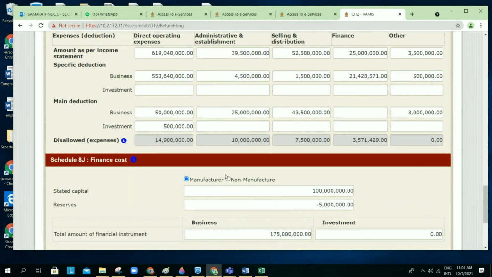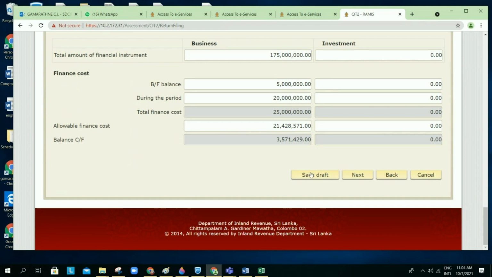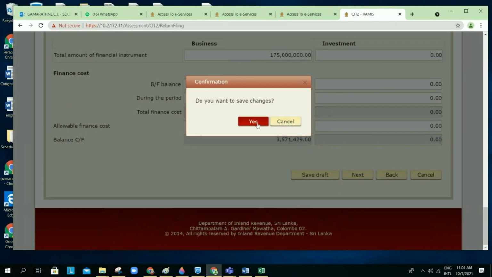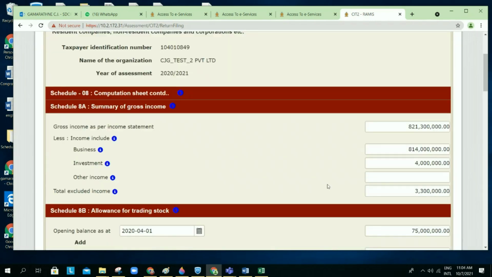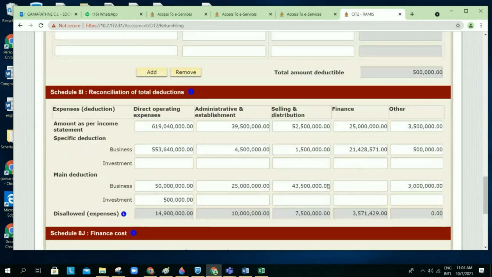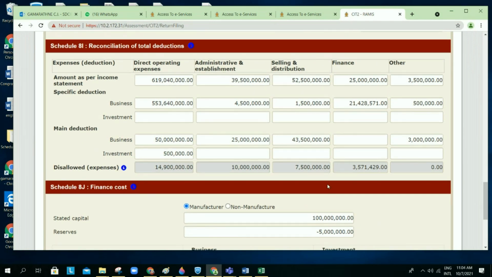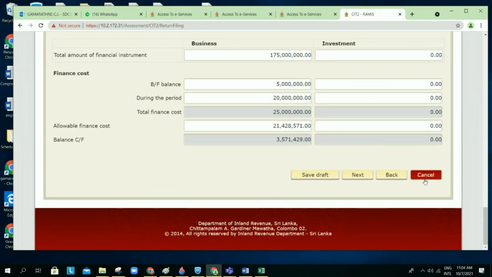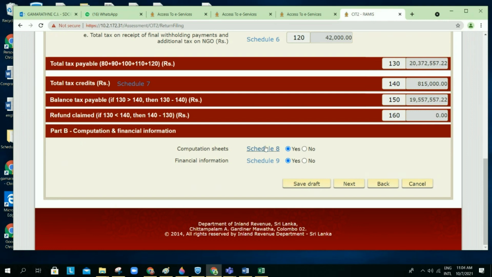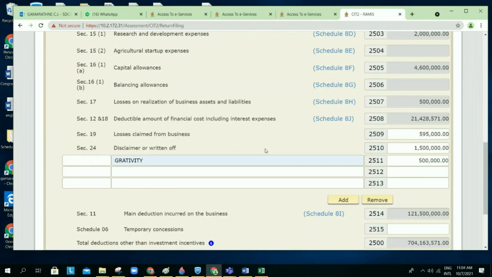Actually, this is a little work you have to do, right? But before preparation of the return, definitely you have to complete some calculations. Those information should be included in the return, right? We completed Schedule 8I, and again we move into Schedule 8 and see the balance part, right?